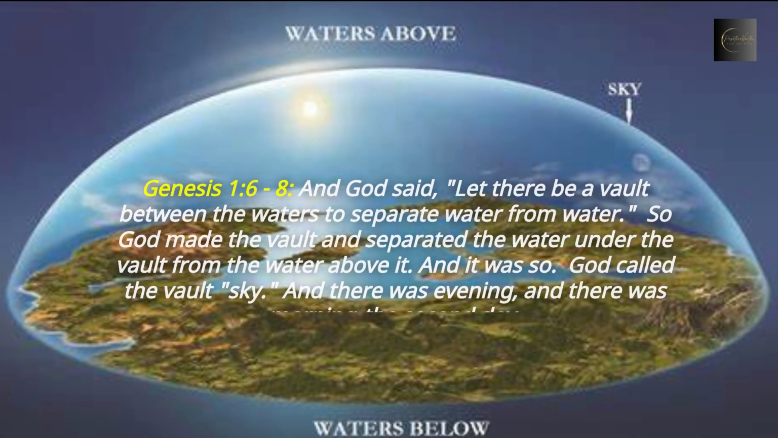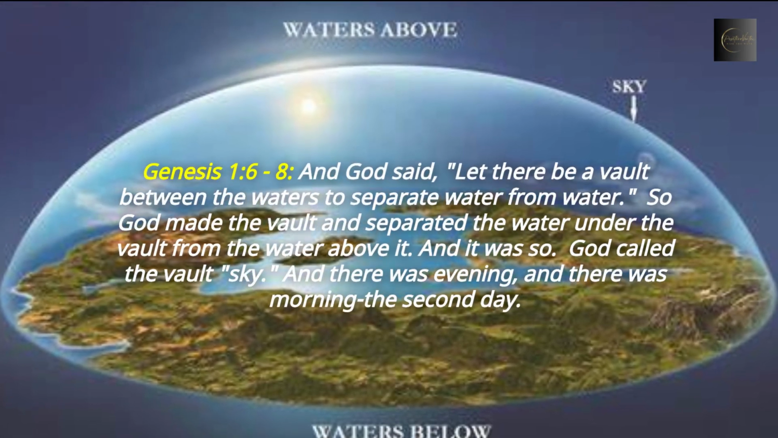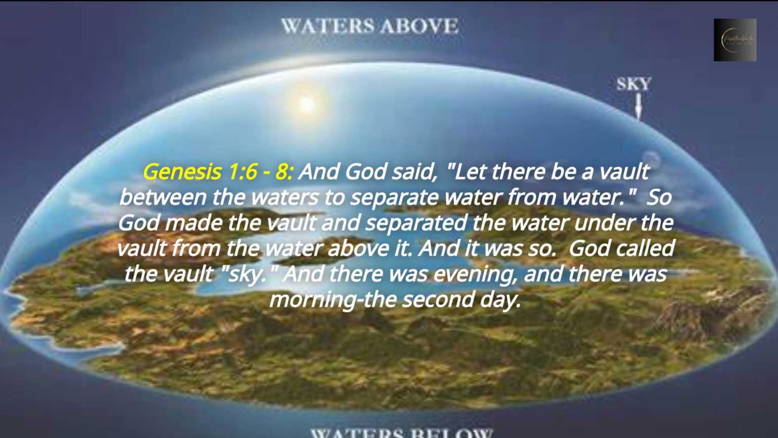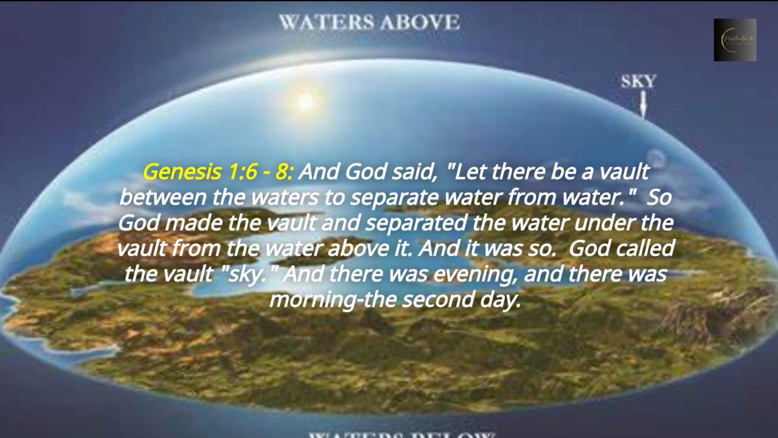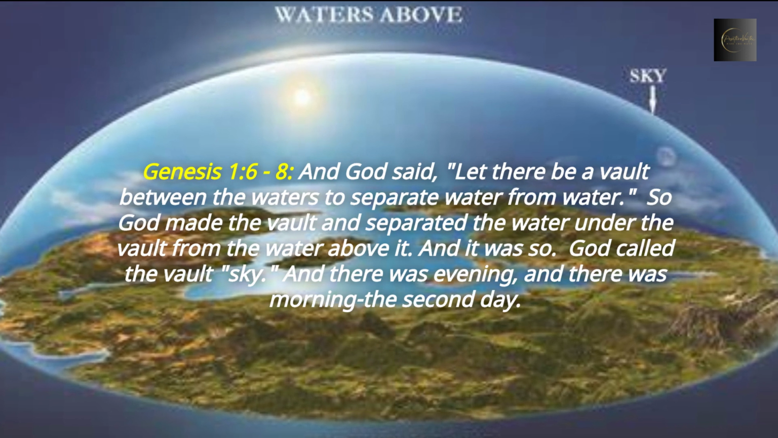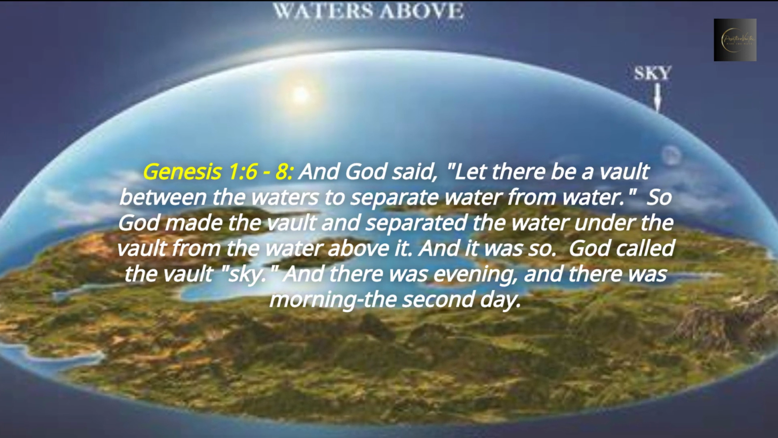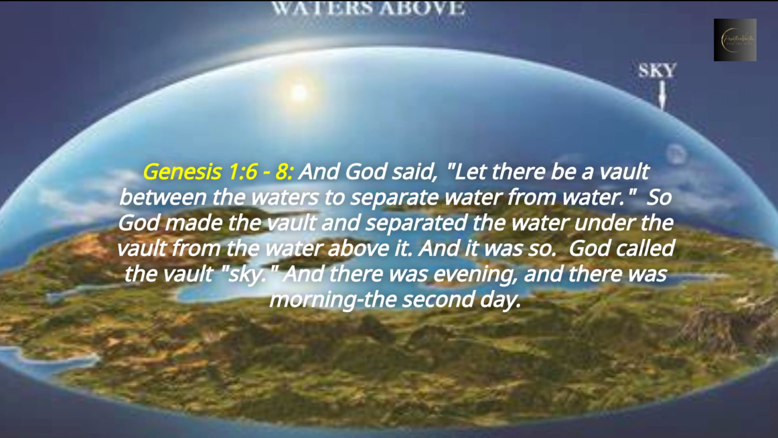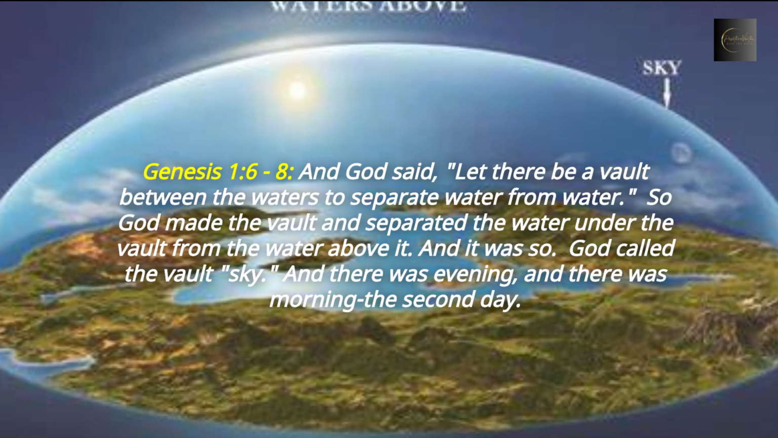Genesis 1 verses 6 to 8, and God said, "Let there be a vault between the waters to separate water from water." So God made the vault and separated the water under the vault from the water above it. And it was so. God called the vault sky. And there was evening, and there was morning the second day.